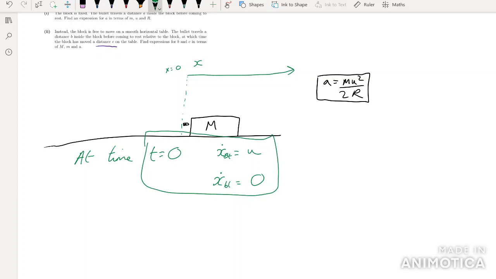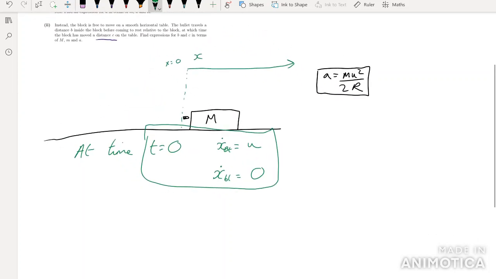Well, we don't know how long it takes for this event to happen. So let's just call it big T. And then we can say, at time t equals T, what do we actually know? Well, the easy one is that x block equals c, because we know the block has moved across the table by a distance c. What about x bullet? Well, that's traveled b inside the block.